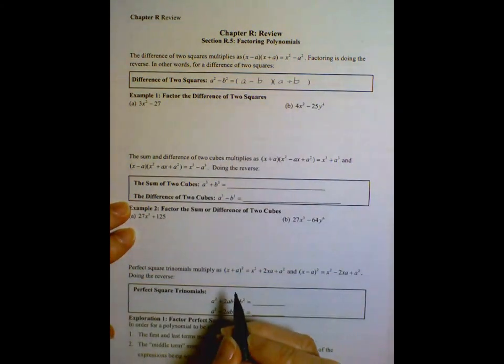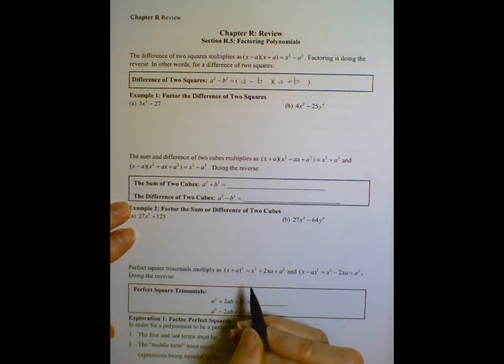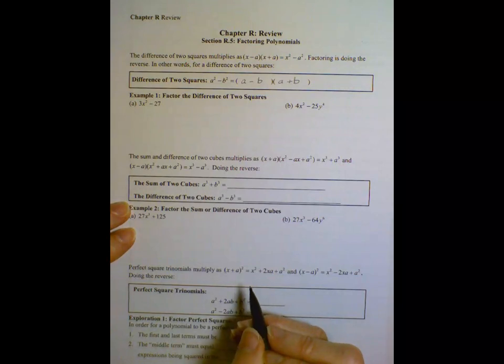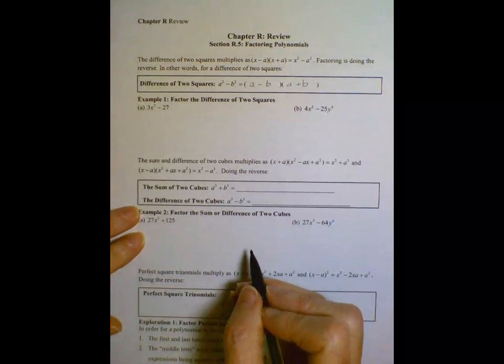Now, does it matter what order I write those in? Could I put a plus b first? Of course. It doesn't matter. 2 times 3 is the same as 3 times 2. It's just a preference, and you may do it different ways every time.